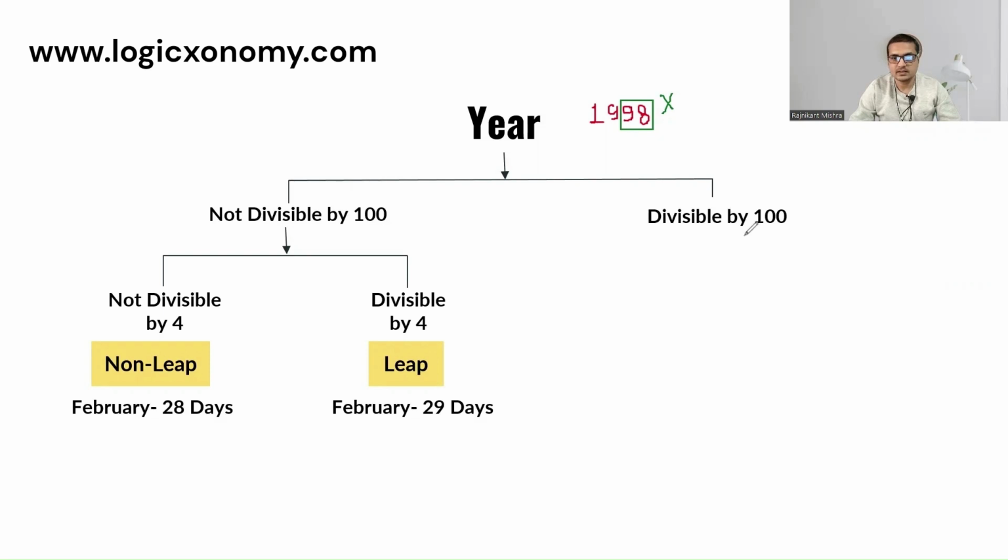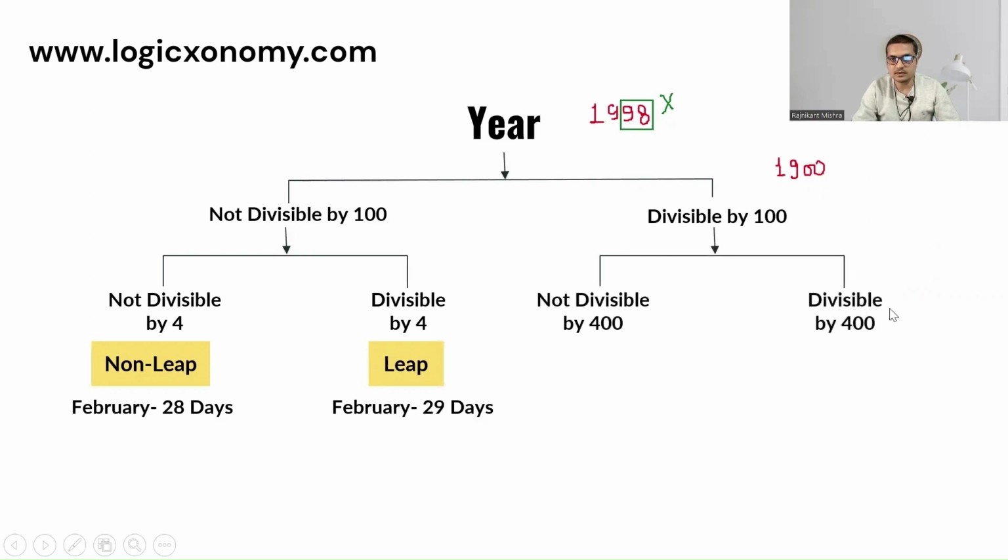Now, in case the year is divisible by 100, for example, 1900, then there are two possibilities. Either this number is not divisible by 400 or this number is divisible by 400. In case this number is not divisible by 400, then the year is non-leap. And if this number is divisible by 400, then the year is leap. In this case, 1900 is not divisible by 400. So, 1900 is a non-leap year.